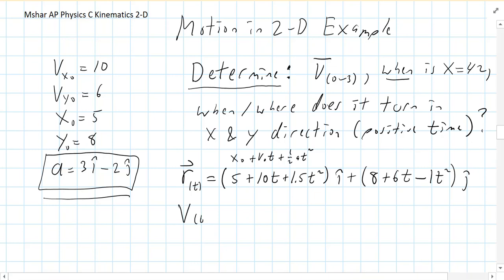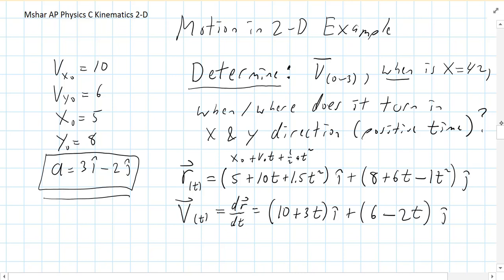For velocity as a function of time, you have several options here. The option I'm going to choose is that I know velocity is dr/dt, the time derivative of position. I'm going to start with the x direction. The derivative of 5 is 0, so I'm not going to write that down. The derivative of 10t is simply 10, and the derivative of 1.5t squared is 3t. So that's in the i direction. In the j direction, the derivative of 8 is 0. The derivative of 6t is just 6, minus the derivative of 1t squared, which is 2t, and that's our j direction.